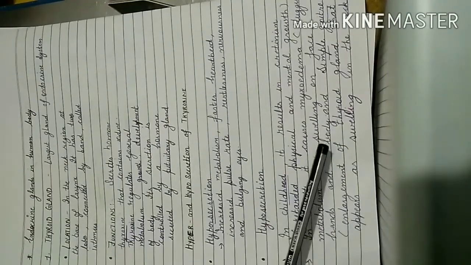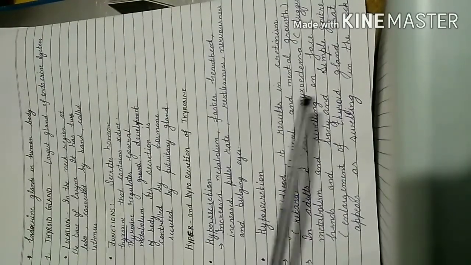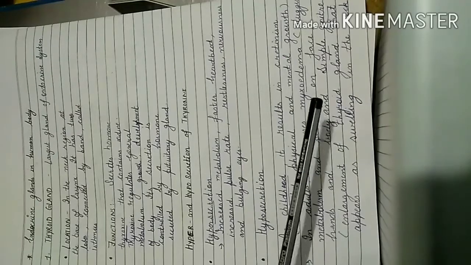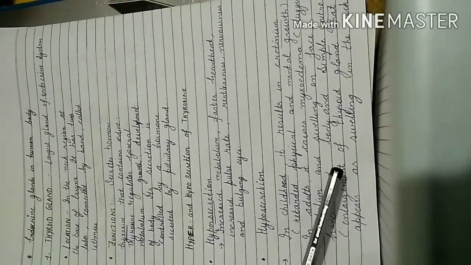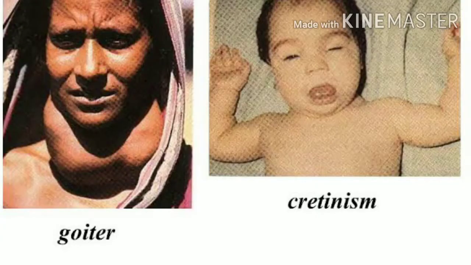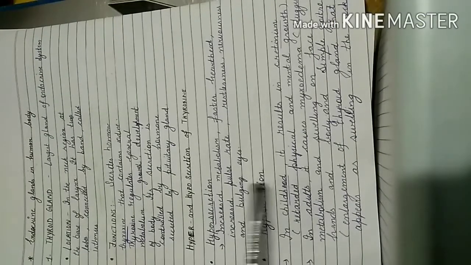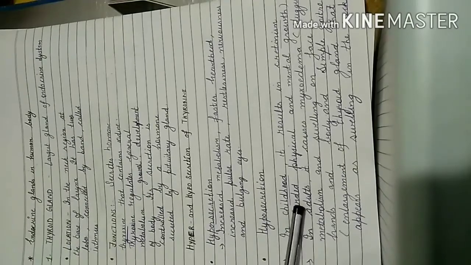And there is another disease known as simple goiter. In this disease there will be swelling in the neck, and there will be enlargement of the thyroid gland, which will ultimately appear as swelling in the neck. So this is about the thyroid gland.